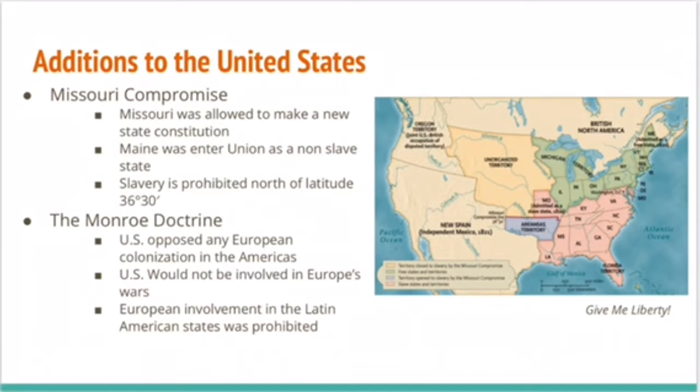James Monroe served 2 terms, and near the end of his presidency, he issued the Monroe Doctrine, which had 3 principles. The U.S. opposed any efforts of European colonization in the Americas. The U.S. would not be involved in Europe's wars, and European involvement in the newly independent Latin American states was prohibited.